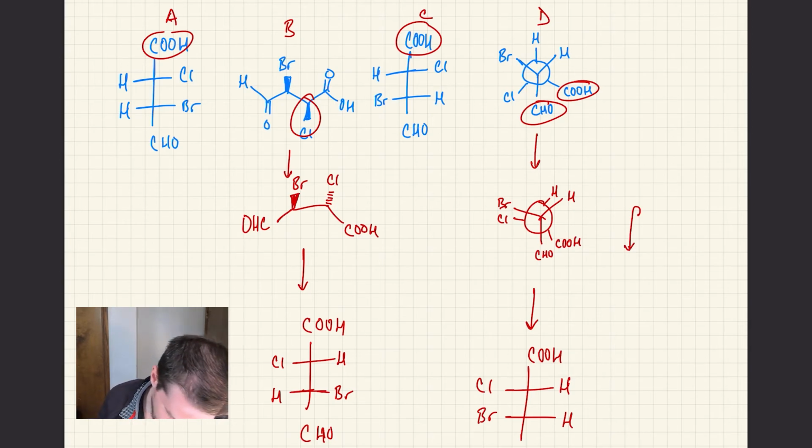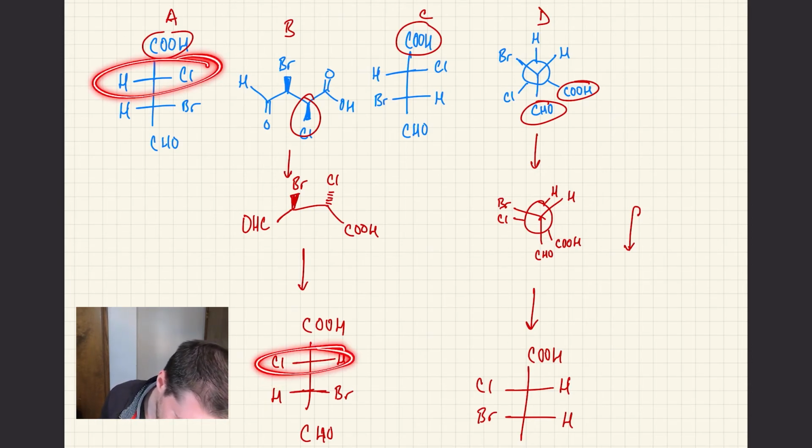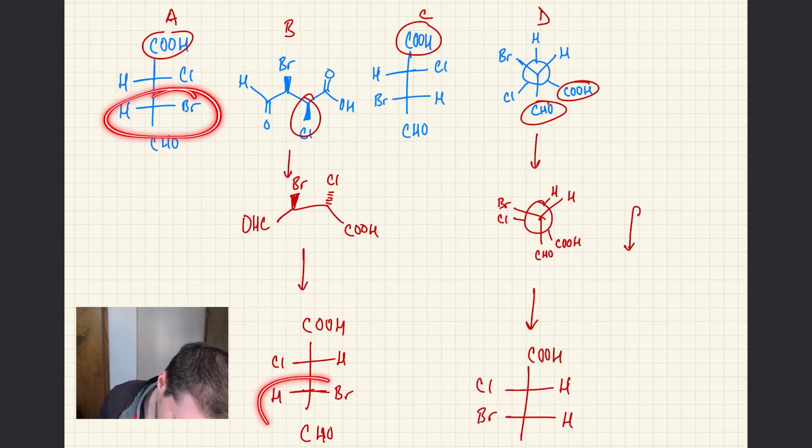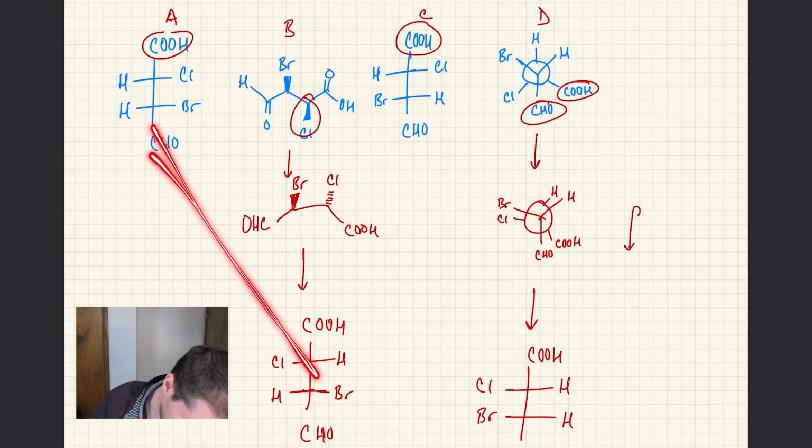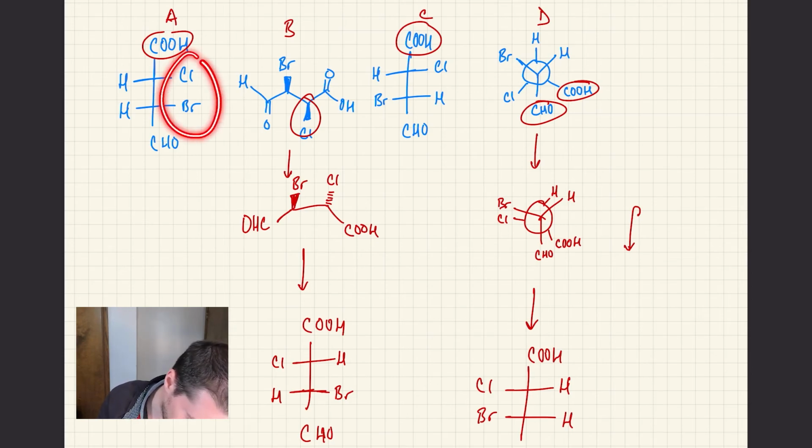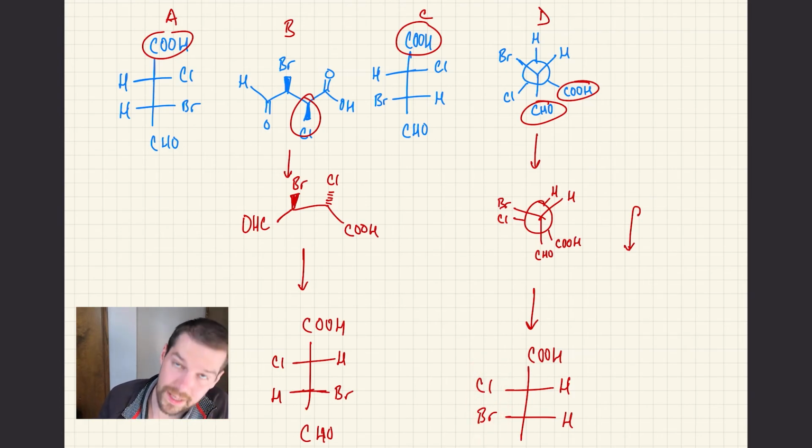Now, if I just visually inspect them, A to B, here chlorine is on the right, now chlorine's on the left. So I know that configuration changed, but this configuration has stayed the same. So these must be diastereomers. A to C, I have chlorine, bromine, both on the right. One of them is switched, diastereomer. Both of them on the right, both of them on the left for D. That's an enantiomer.